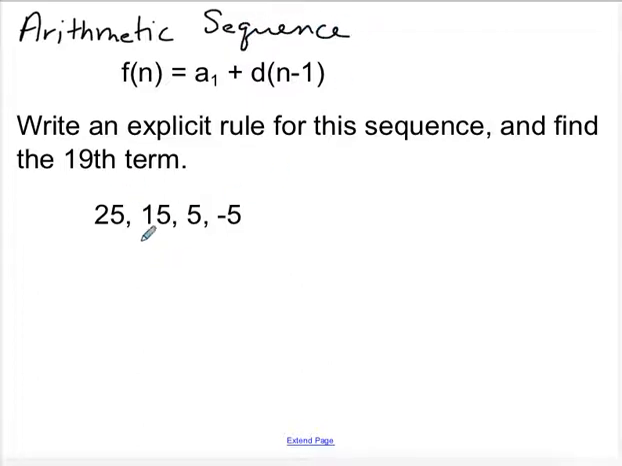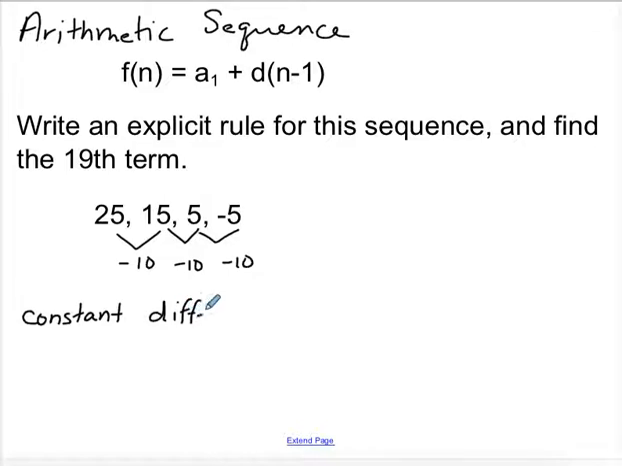So we've got an arithmetic sequence here. We can tell because the difference between 25 and 15 is 10, and the difference between 15 and 5 is 10, and the difference between 5 and -5 is 10. So we're counting by the same number every single time. And we're going to call that constant difference D. So the constant difference is D, and in this case it's -10.